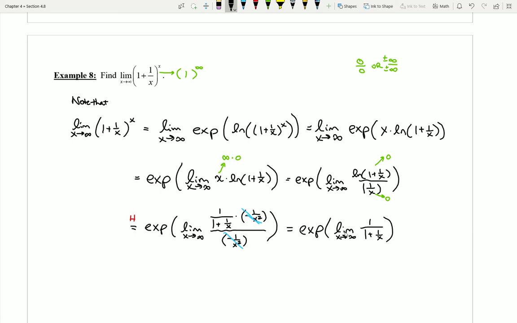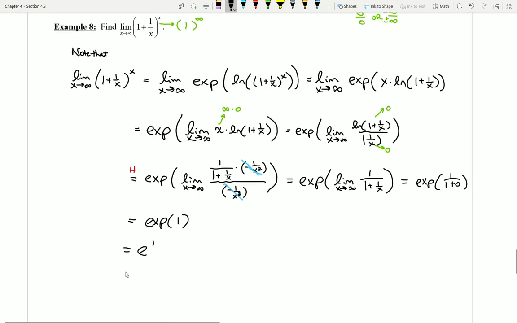Now, again, I could do the limit of the top, which is just 1, and the limit of the bottom, which is going to be 1 plus 0. So this is going to turn into e raised to the power of 1 over 1 plus 0, which of course is just going to be e to the power of 1, which is just the value of e. And so again, what we've been able to see here is that we can take this limit and show it's completely equivalent to the value of e.